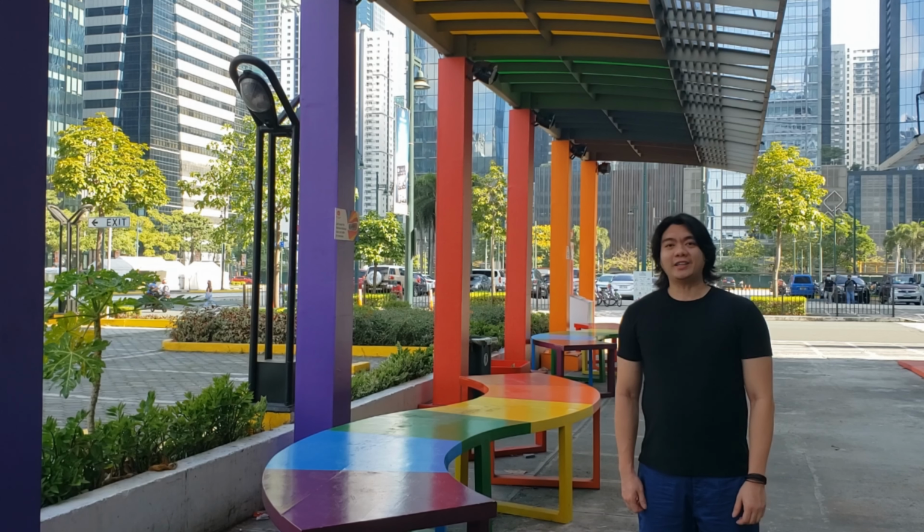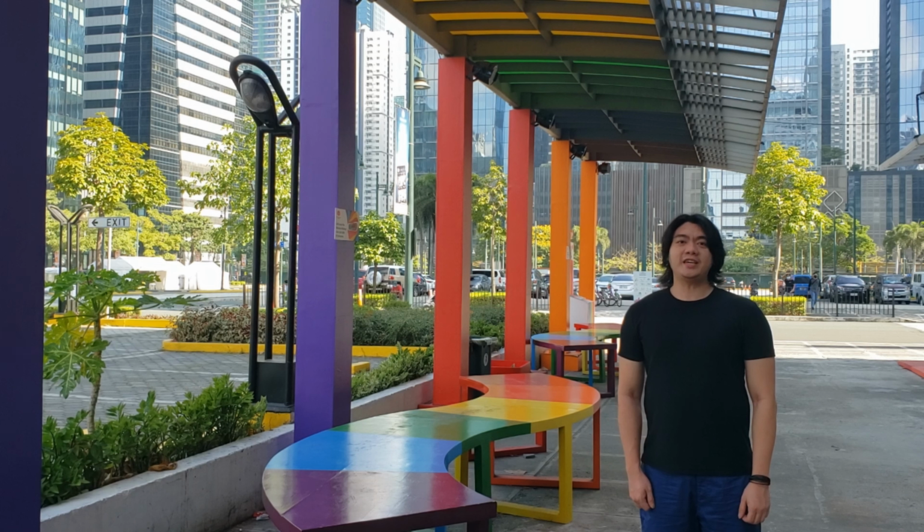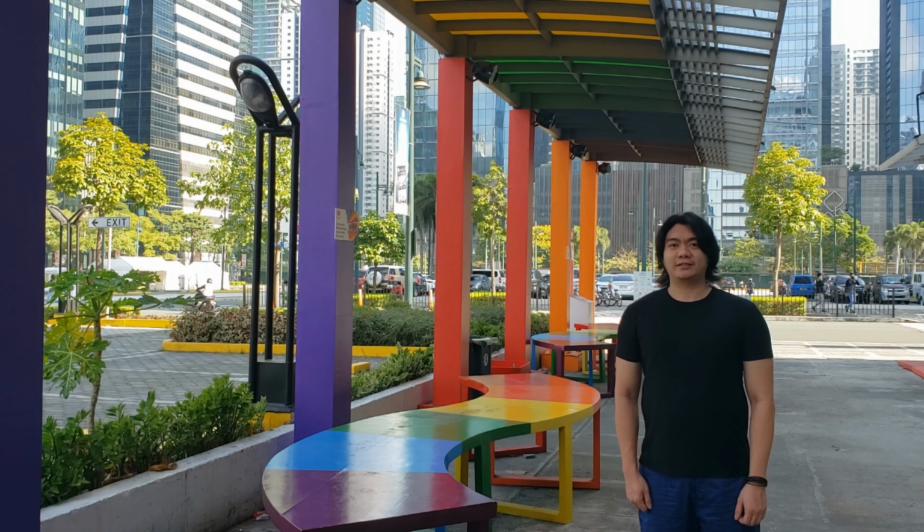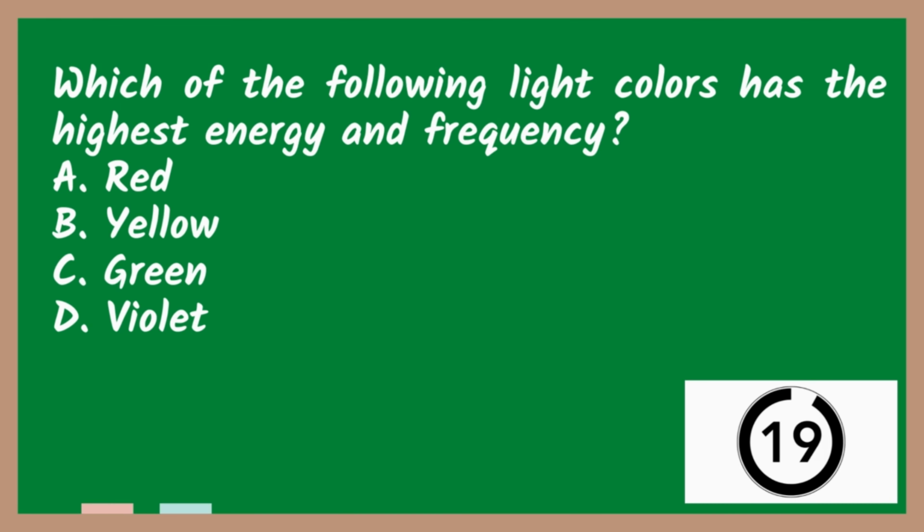Which of the following light colors has the highest energy and frequency? A. Red, B. Yellow, C. Green, D. Violet. The correct answer is D, violet.